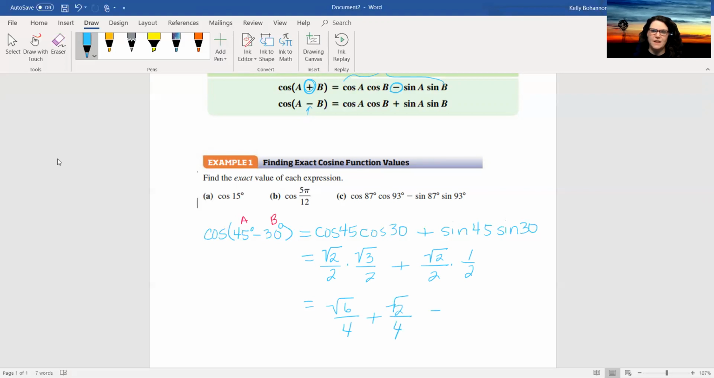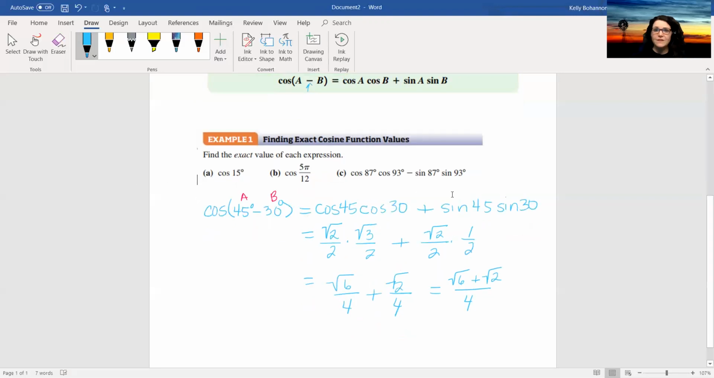And there's nothing I can do with these top values, but the bottom happens to be a common denominator. So I can just add straight across. And it's going to end up being just the square root of 6 plus the square root of 2 over 4. You cannot add those two things together because they are not like terms. So that's the answer to A.